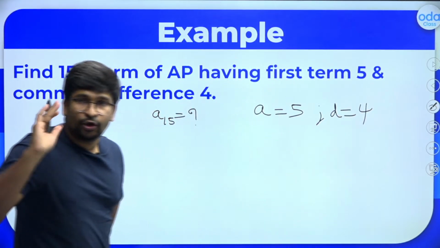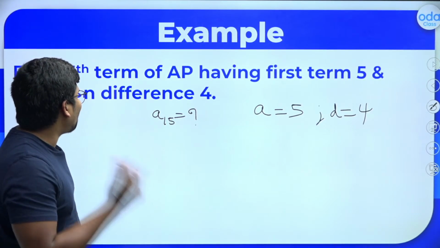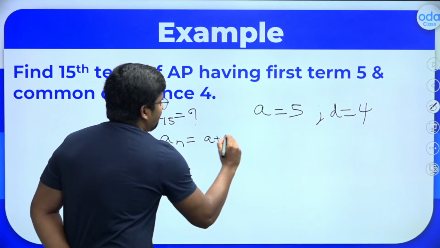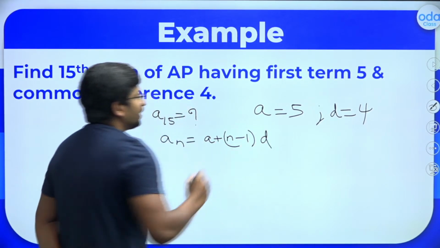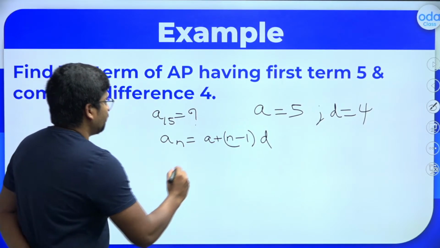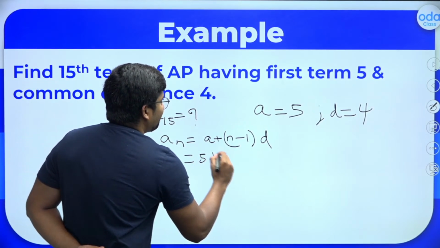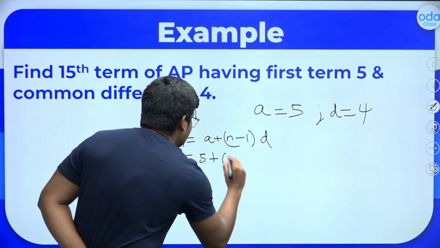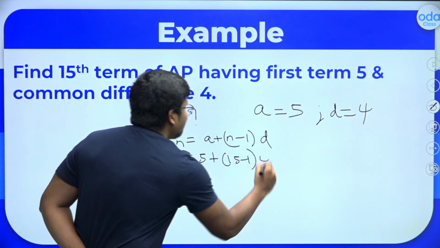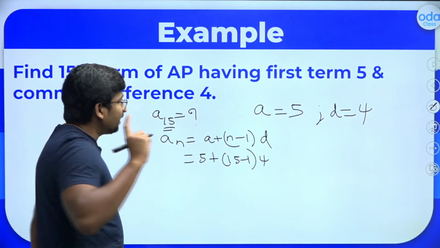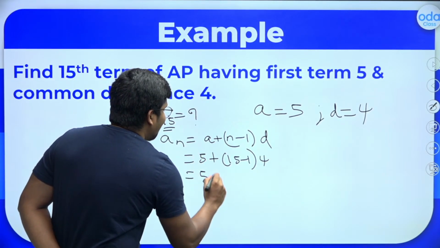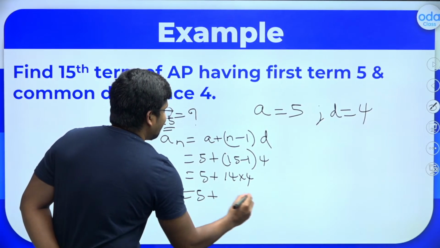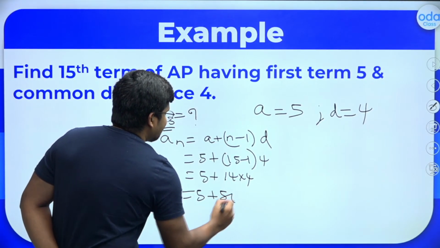Is it clear to all of you? d is 4. Then how can you find the 15th term? You know that an is equal to a plus n minus 1 into d. Correct? a is 5. So it will be 5 plus n minus 1. What is the n? You need the 15th term, so n value is 15. So it is 15 minus 1 into common difference, which is 4 here. So this should be 5 plus 14 into 4. So that is 5 plus 56, right? That is 61 should be the answer.